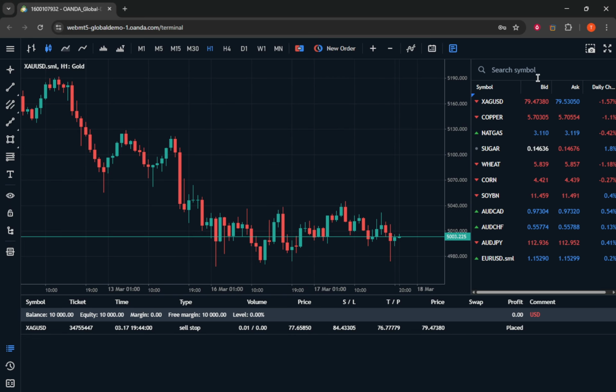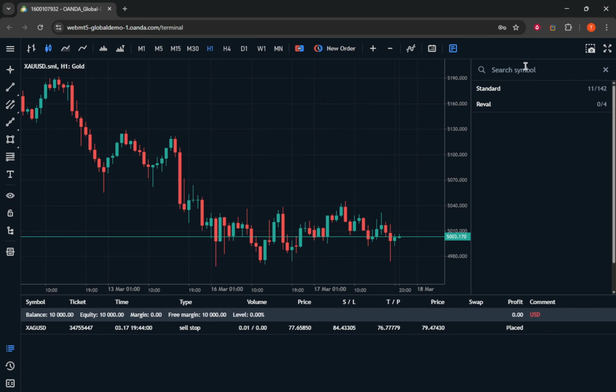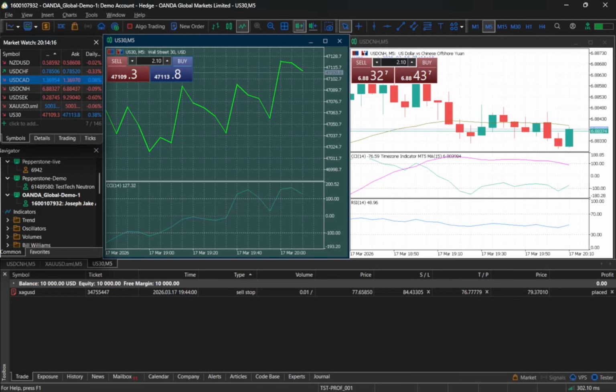Next, find the gold symbol. In your platform search, type XAUUSD and add it to your watch list so it's easy to access. If you're on MT5 and don't see it, open the Market Watch window, right-click inside it, select Symbols, search for XAUUSD, and enable it so it appears for trading.